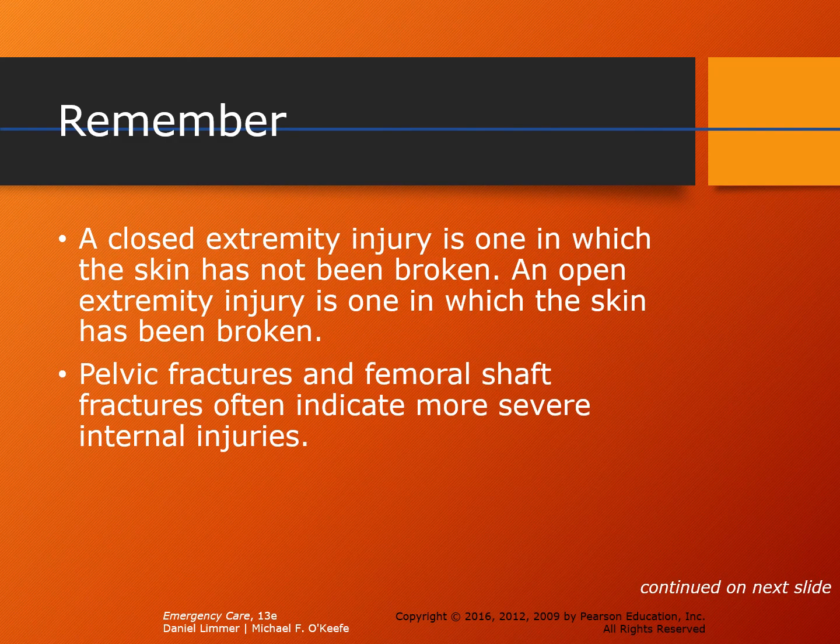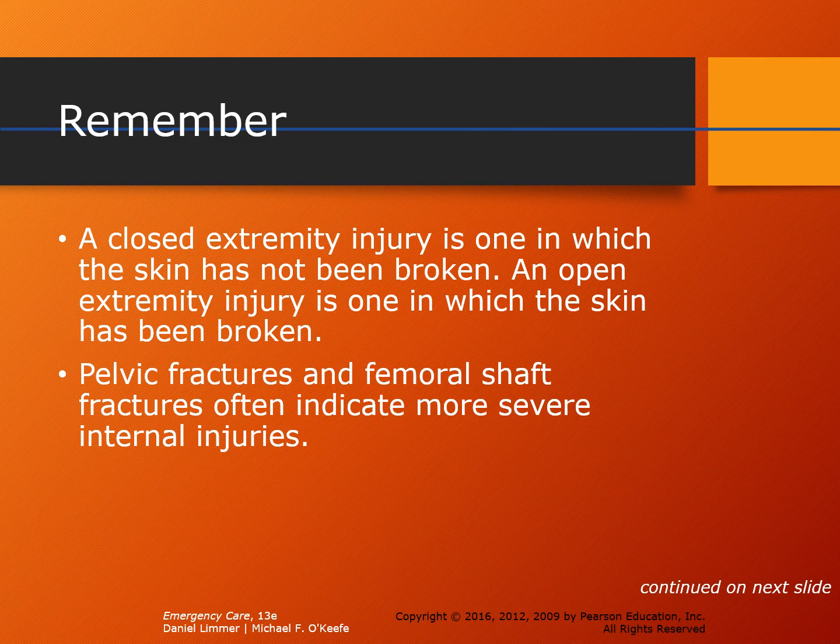A closed extremity injury is one that the skin has not broken. An open extremity injury is one in which the skin has been broken. Pelvic fractures and femoral shaft fractures often indicate more severe internal injuries, and we should make sure that we have an opportunity to expose the site where the pain is being indicated. So look at where your patient is pointing, ask them where the pain is, and expose that site.